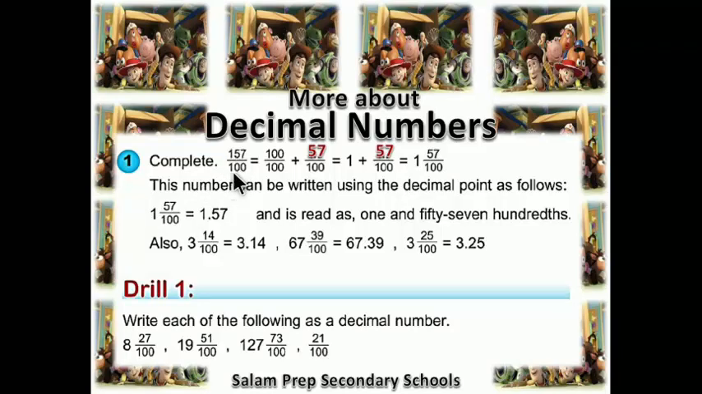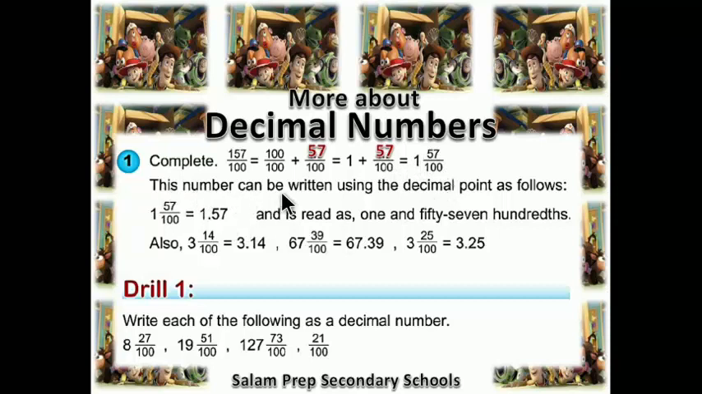157 over 100. This is an improper fraction. We can convert an improper fraction to a mixed number. 157 over 100 equals 100 over 100 plus 57 over 100, equals 100 divided by 100, which is 1, plus 57 over 100. 1 and 57 over 100.